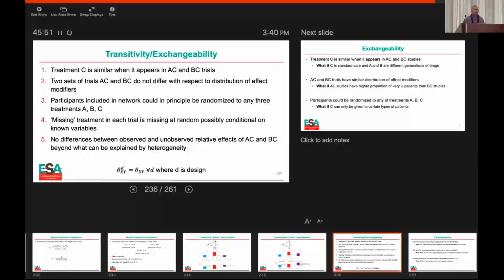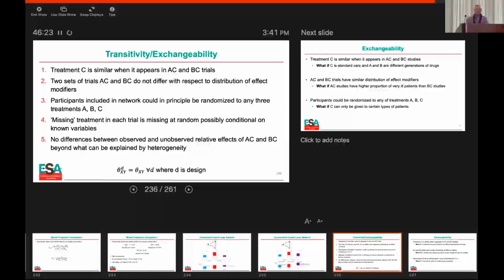So there's a fundamental issue here, which is called transitivity or exchangeability. The basic idea is that network meta-analysis is fundamentally a missing data problem. Because if you have a network where not all sets of treatments are compared in each study, that means you have missing treatments in each study. So if I have an ABC network, the AB trial is missing treatment C, the BC trial is missing treatment A, the AC trial is missing treatment B.